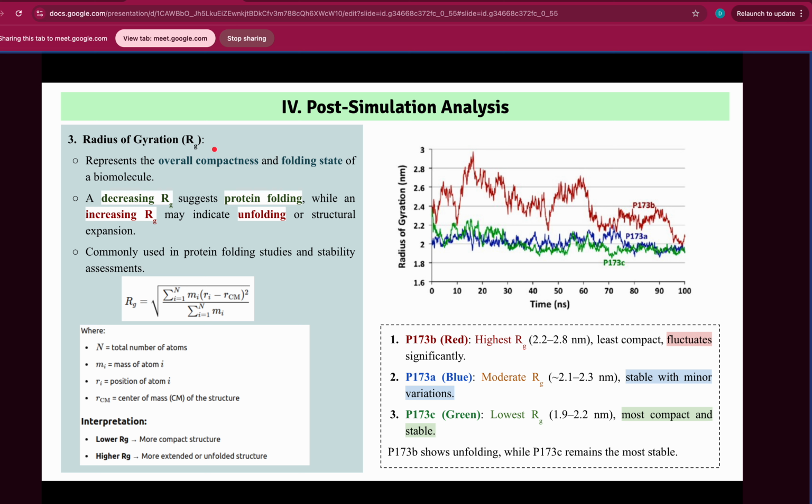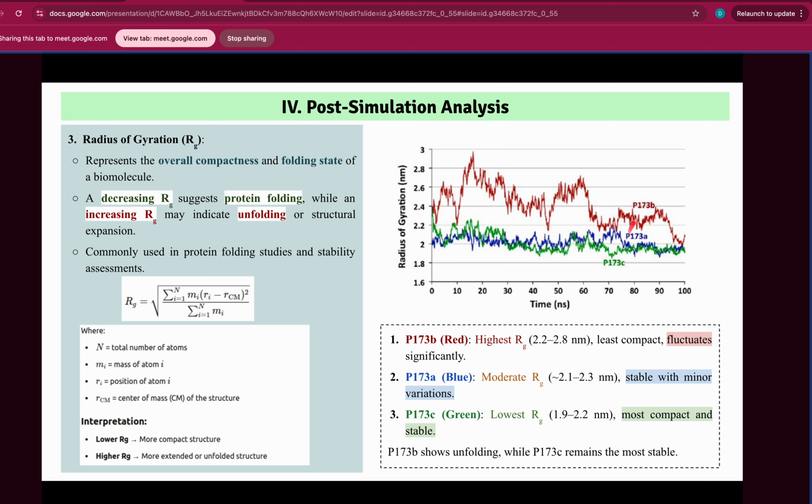Now the third parameter is the radius of gyration, which represents the overall compactness and folding state of a molecule. It tells you whether your protein is compact or spread out. If the protein is compact, that means it is fully folded, properly folded. But if it is not compact, that means it is unfolded. So a decreasing radius of gyration suggests that the protein is folding. In this case, they are measuring how the radius of gyration is changing with time. For all these three cases, we can see the radius of gyration is decreasing with time. That means my protein is getting folded.